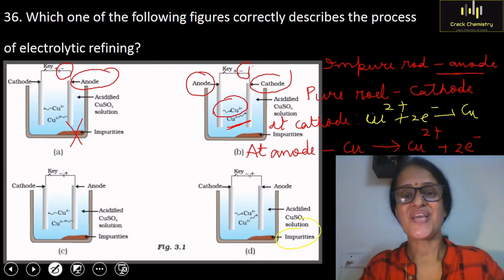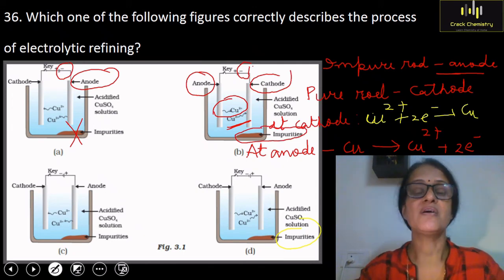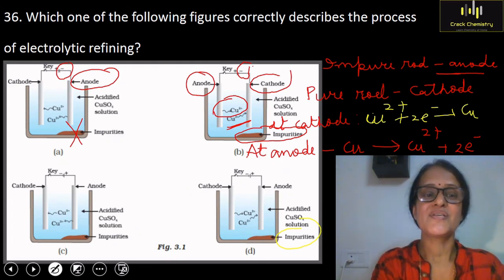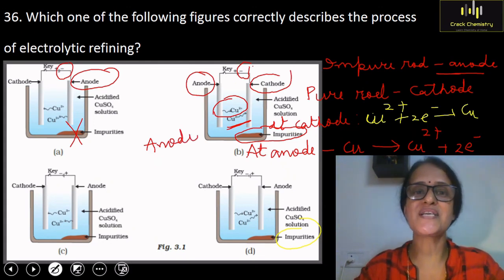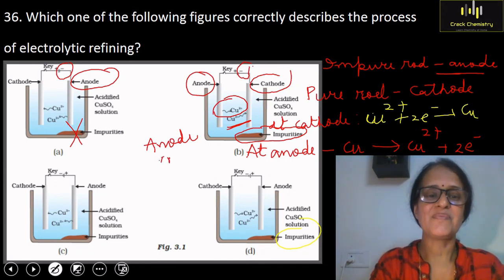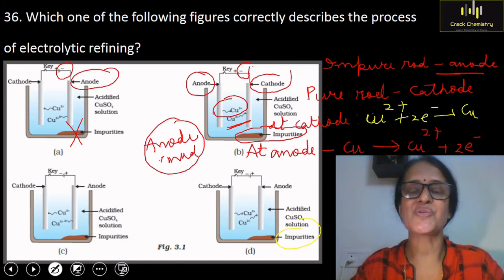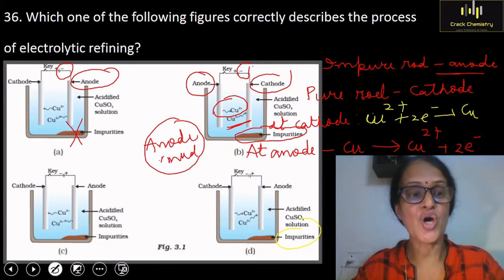But if you look, impurities are present here below the cathode. This is not a correct statement because during the process of electrolytic refining, impurities get collected below the anode. That's why they are called anode mud. So anode mud means impurities which may contain some precious metals like gold and silver are collected below the anode. So I am writing here anode mud. So in diagram B, everything is correct, but only the anode mud has not been shown at the correct place.